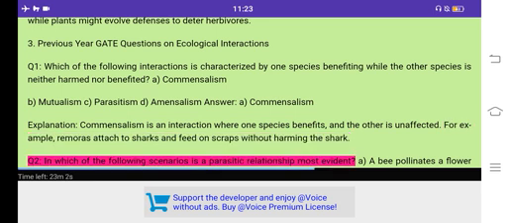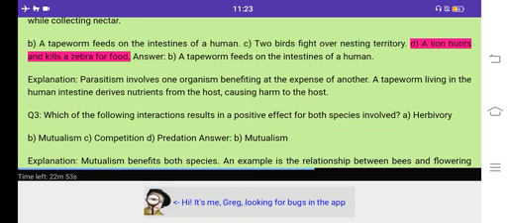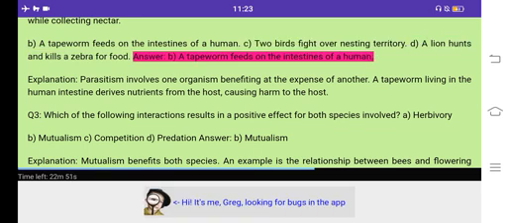Q2. In which of the following scenarios is a parasitic relationship most evident? A. A bee pollinates a flower while collecting nectar. B. A tapeworm feeds on the intestines of a human. C. Two birds fight over nesting territory. D. A lion hunts and kills a zebra for food. Answer. B. A tapeworm feeds on the intestines of a human.